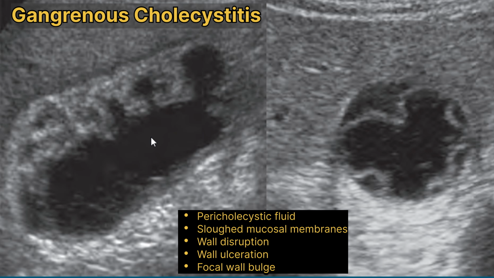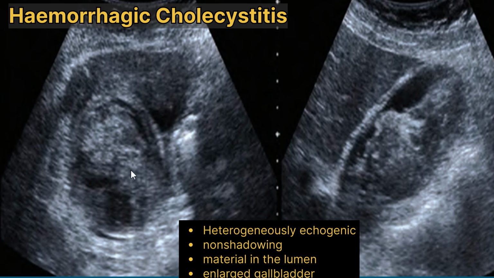Now this is another sonogram that shows signs of gangrenous cholecystitis, and here we can see a thick gallbladder wall with intramural ulcerations at multiple sites in the gallbladder wall. And in this sonogram we can see a slough of mucosa floating in the gallbladder lumen, and its muscular layer is intact.